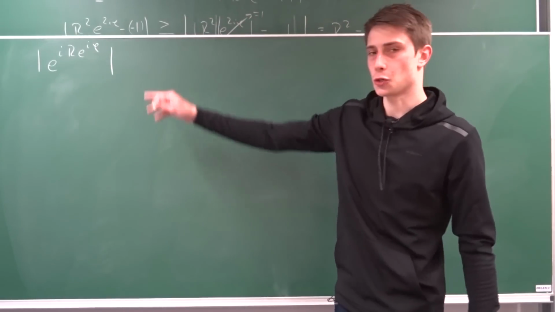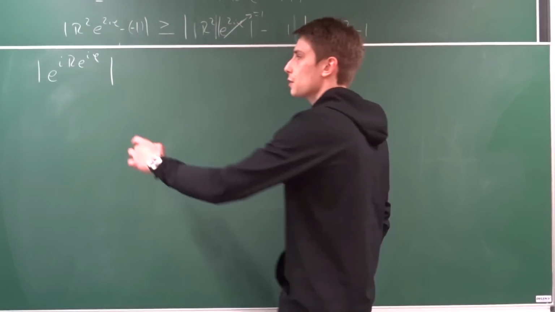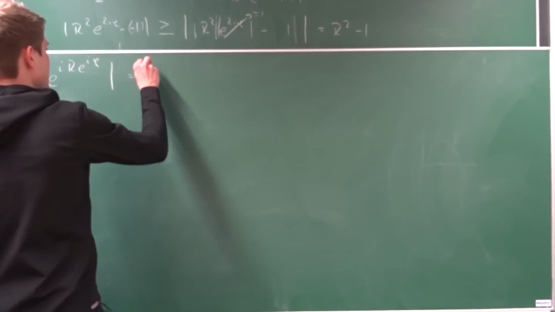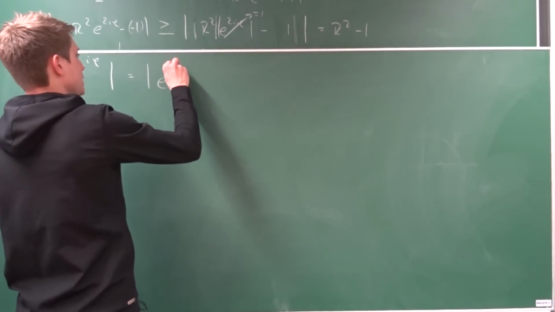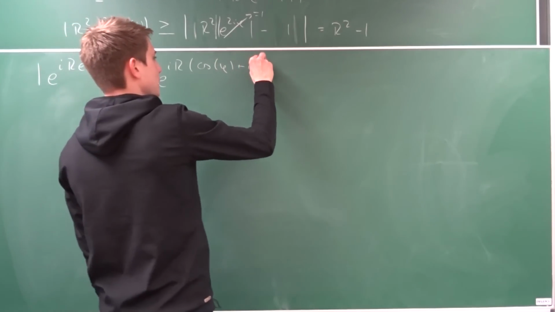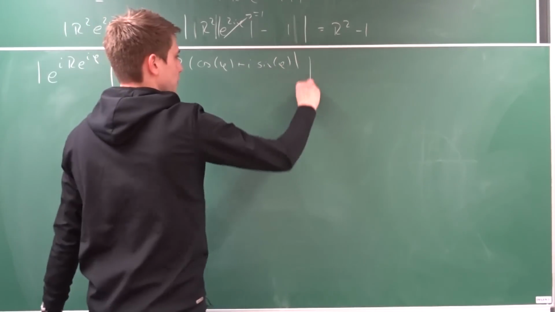How can we manage to work with that? Well, at first we can make use of Euler's formula to transform this right here, kind of. So we are going to rewrite this as the absolute value of e to the i times r, and this is going to be the cosine of phi plus i times the sine of phi. Okay, nice, and don't forget your absolute values.